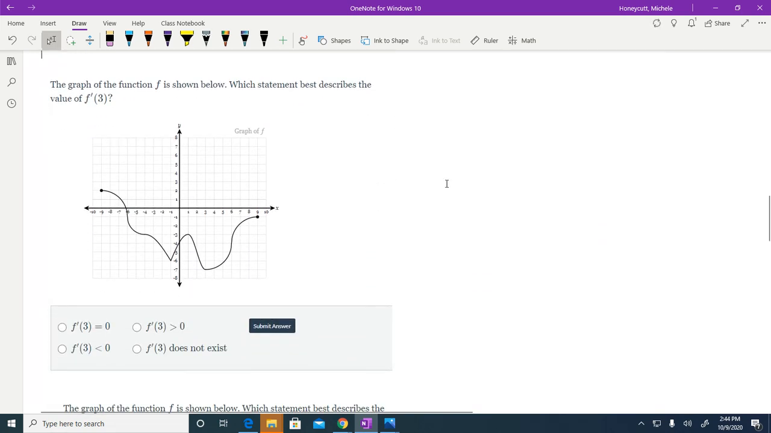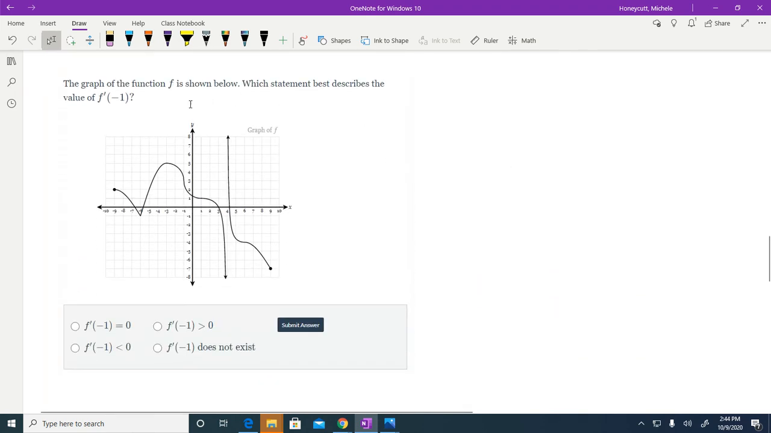Okay, the graph of a function f is shown below. Which statement best describes the value of f prime of 3? So I'm going to look at f prime of 3. I'm going to sketch in a tangent line. Looks to be pretty horizontal to me. Then I'm going to pick the statement that best describes this tangent line. Well, it looks like it's horizontal, and a horizontal tangent line has a slope of 0. So I would select this box.